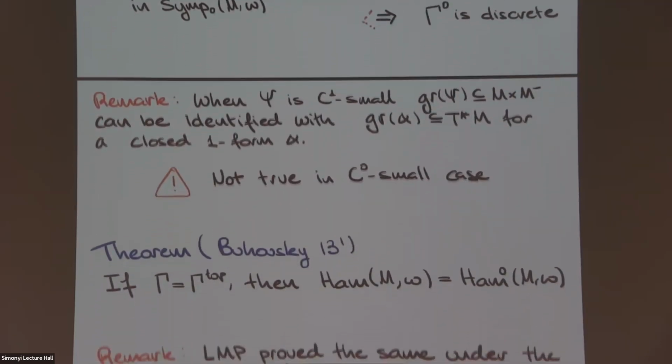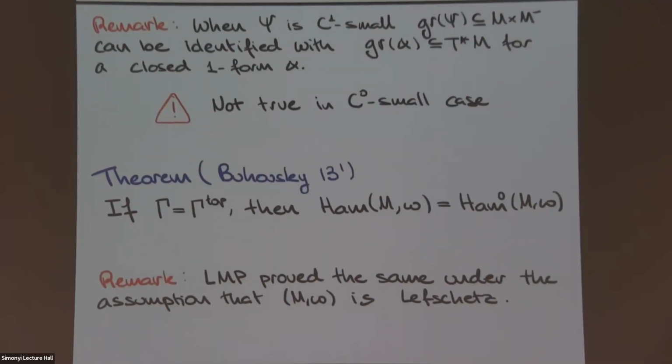So what did Buhovsky show in 2013, and Polterovich before him? Well, they show that if the topological flux group is equal to the usual flux group, then the C0 flux conjecture is true, it holds. Then Ham is equal to Ham0. And what Polterovich showed was exactly the same thing, but with the additional assumption that the symplectic manifold was of Lefschetz type.